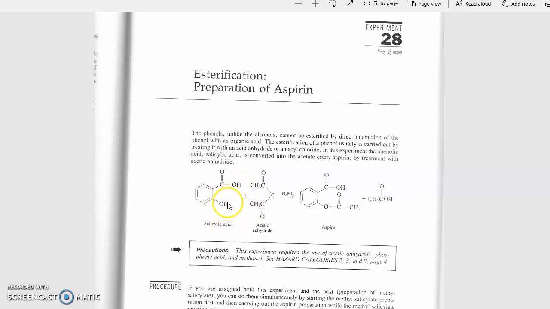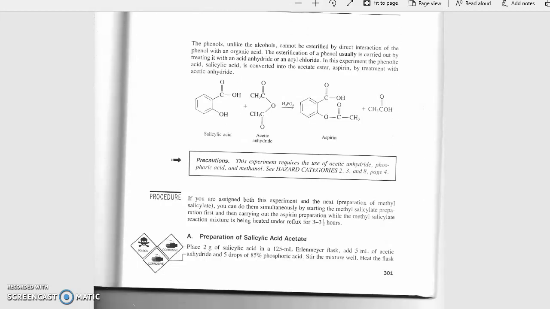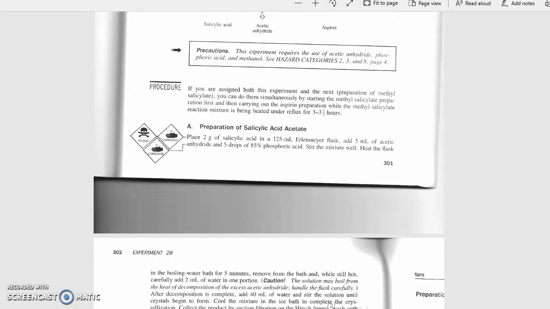So you're going to be taking this OH group here, and you're going to be adding this acetic anhydride to form the ester on this alcohol group, this hydroxyl group here, as well as then acetic acid. Okay, so read through this very carefully, and you'll see how one would accomplish this. This is the first part.